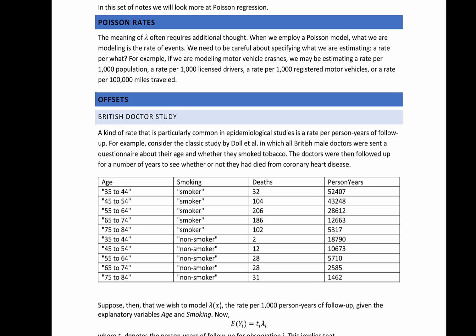In this set of notes, we're going to look more at Poisson regression. What we looked at in the last module was just the basic structure of Poisson regression, and you saw that it was very similar to logistic regression. There were some slight changes that needed to be made since we were working with the Poisson distribution instead of the binomial, but the overall structure was pretty much the same.